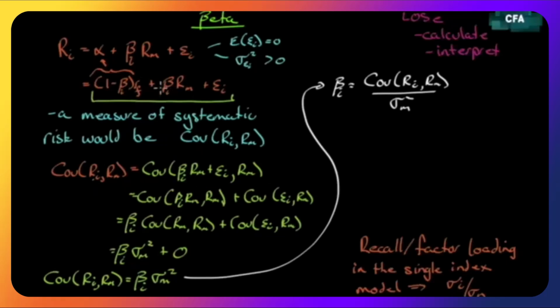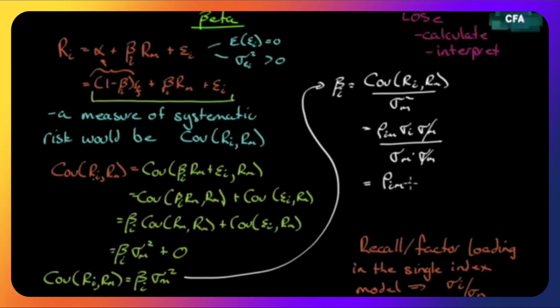Well, what can we do? Can we simplify even more? Well, we know that the covariance of two things is the correlation between the two times the standard deviation of each one. And for the denominator, since it's a square, we can separate it out into the multiplication of two standard deviations. These two terms cancel. What are we left with? We're left with the correlation times the standard deviation of I over the standard deviation of M.